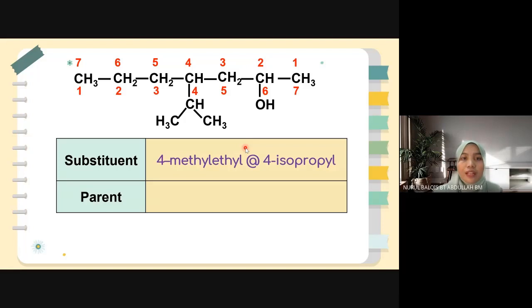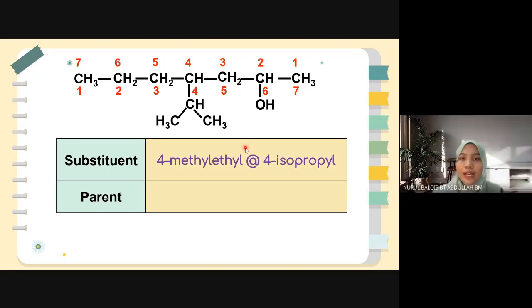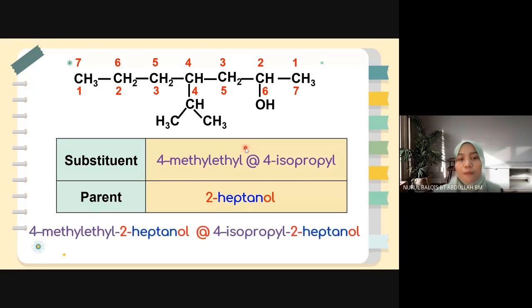Lepas tu kita ada parent kita siapa? Together with the suffix tu? Parent and family? Heptanol. Okay, look at the family OH. Kat mana dia duduk? Boleh ke 2-heptanol. 2-heptanol. So the name of this compound is 4-isopropyl 2-heptanol.